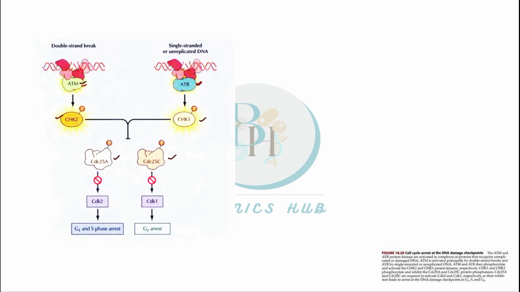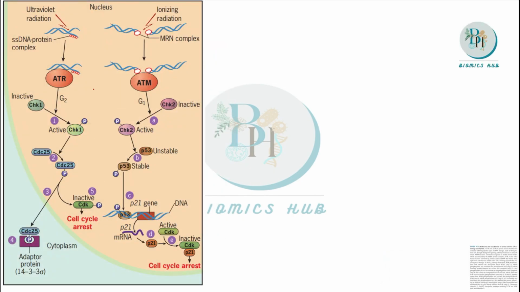When there is inhibition of CDC25A, it blocks the CDK2, which will arrest the G1/S phase transition. When there is inhibition of CDC25C, it will inhibit the CDK1. The CDK1 is inhibited and the arrest will be in the G2 phase. G2 phase arrest will be taking place. So here again we can see how it is done.